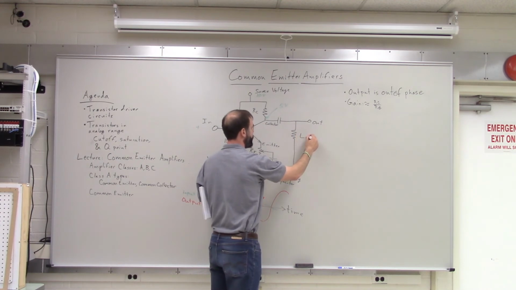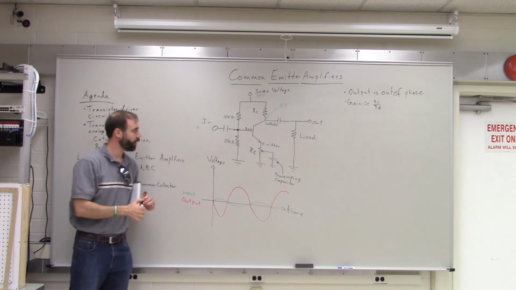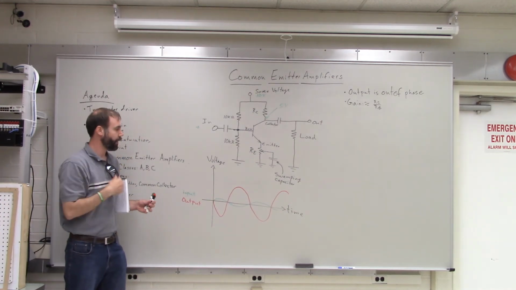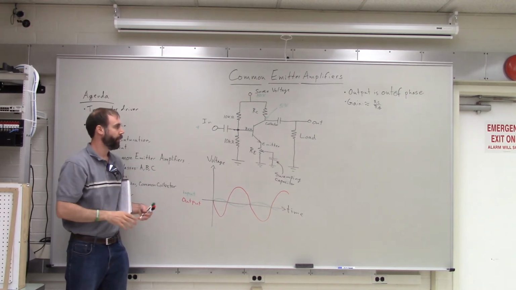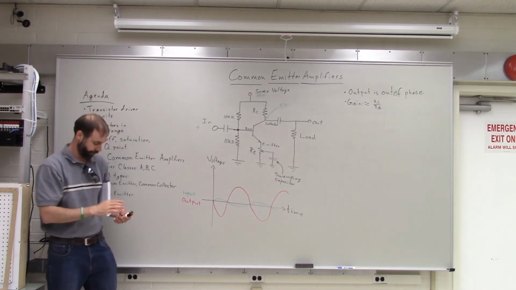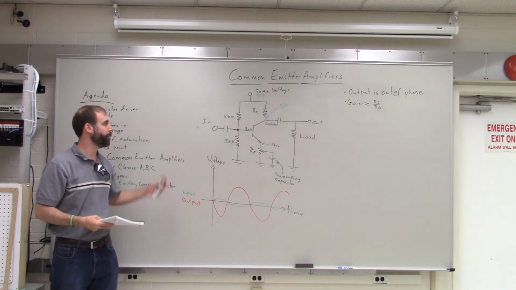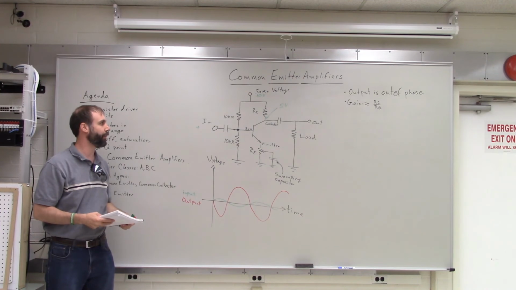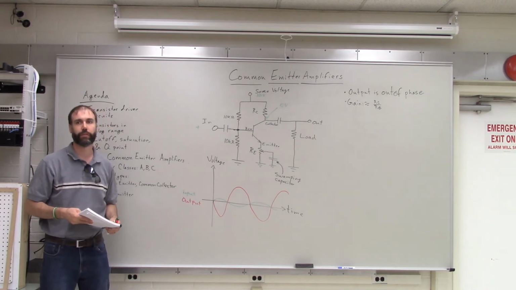Just to clarify, this is the load over here. So generally that would be another amplifier, like another current amplifier. Okay. So that is the basics of common emitter amplifiers. Do you guys have questions about that?